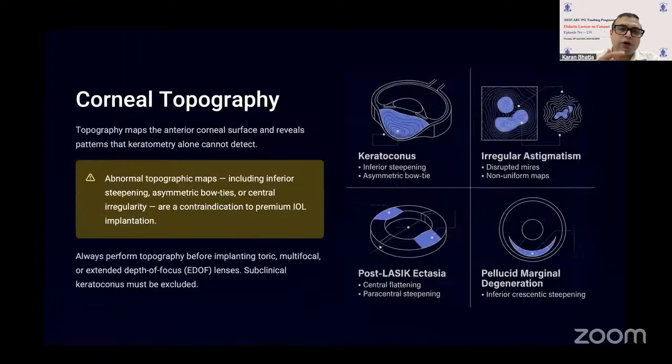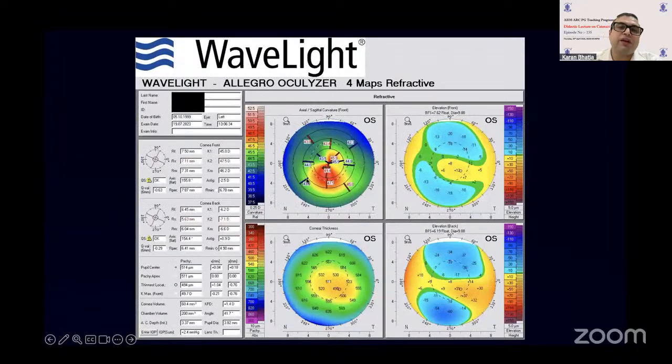Coming to corneal topography, topography maps the anterior corneal surface and reveals patterns that the keratometry alone cannot detect. So when you've got a condition like keratoconus with irregular astigmatism, or post-LASIK ectasia, or pellucid marginal degeneration, or an opacity, it can really cause problems. So you can use topography. Something like this, if you see the axial map, is an asymmetrical bow tie pattern. There's anterior and posterior elevation with an area of thinning.